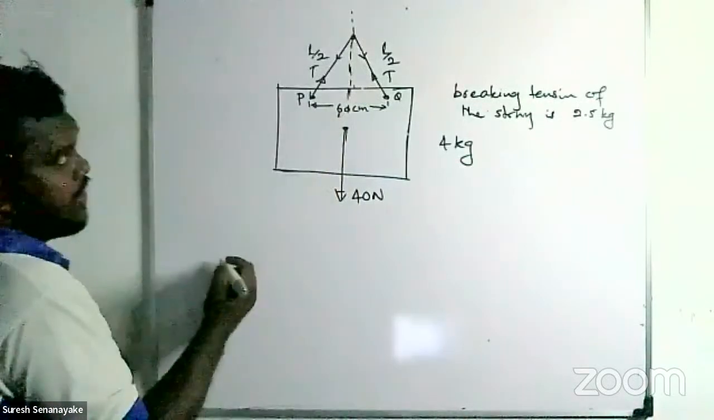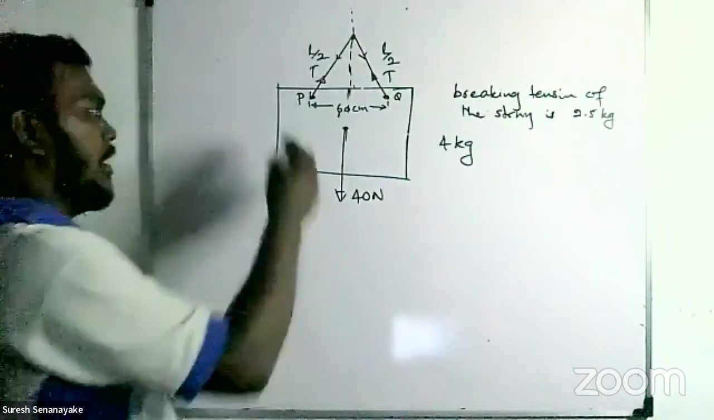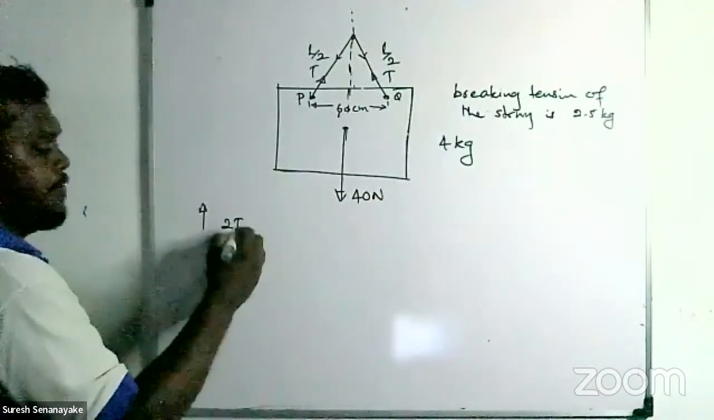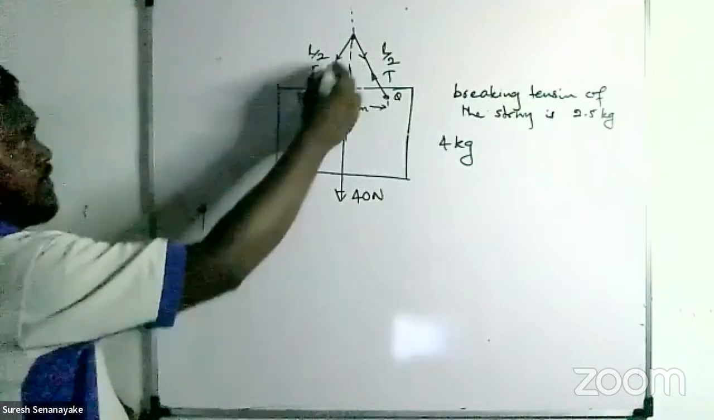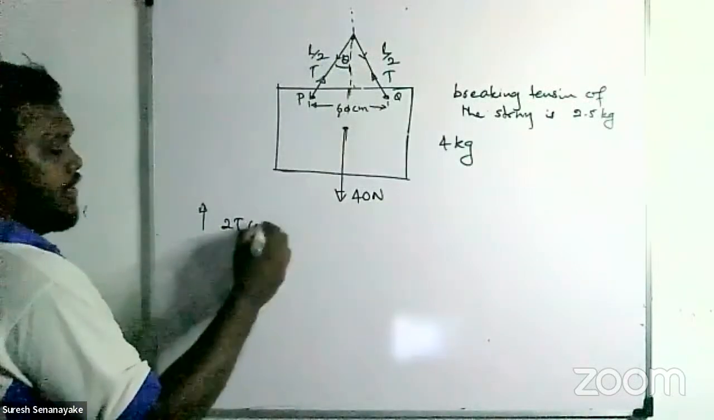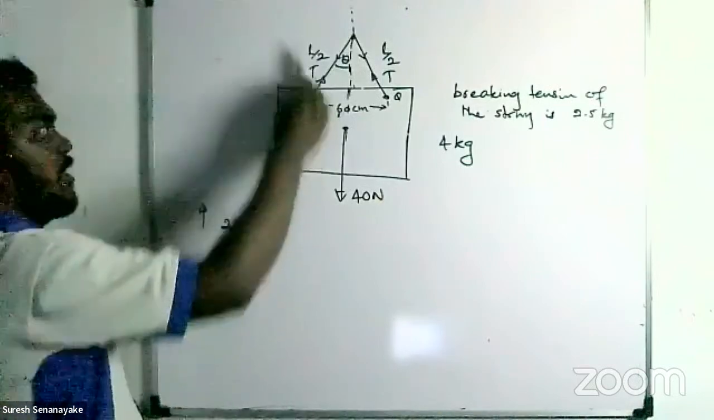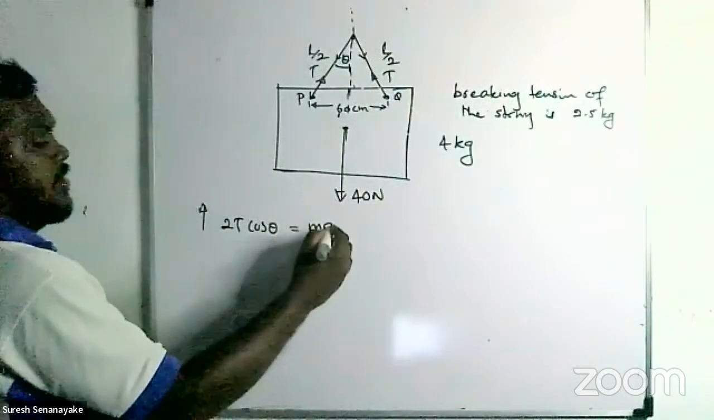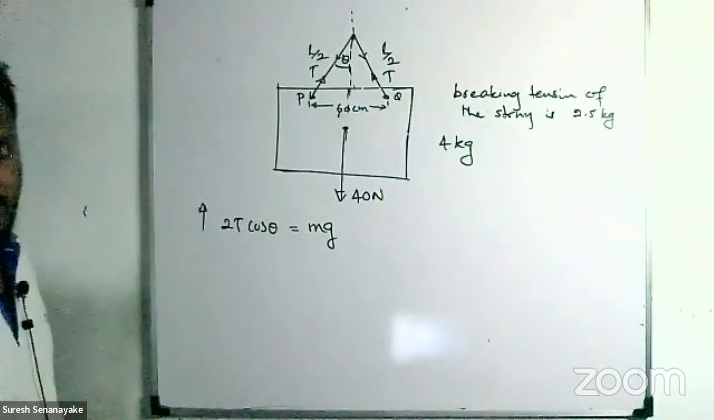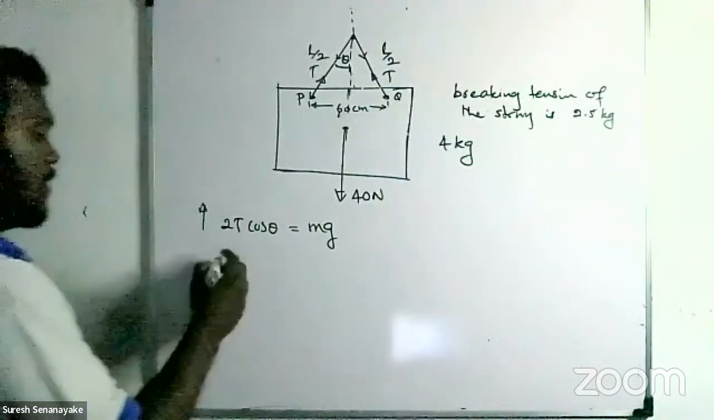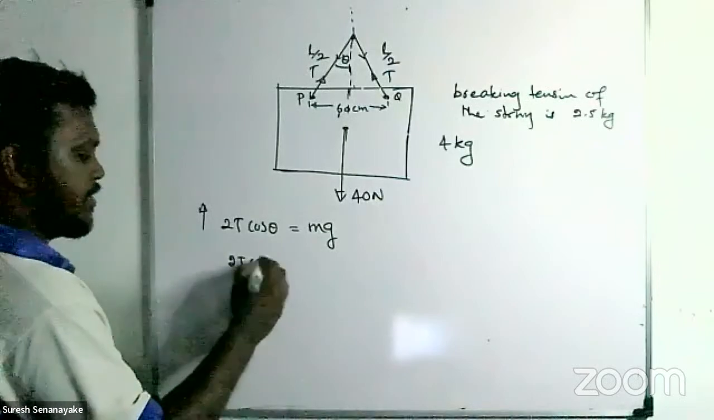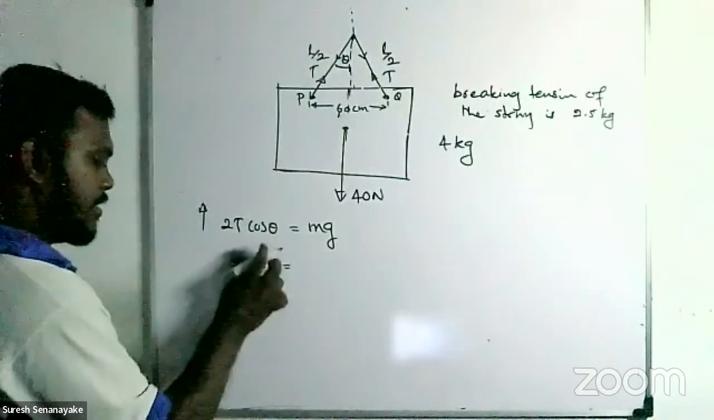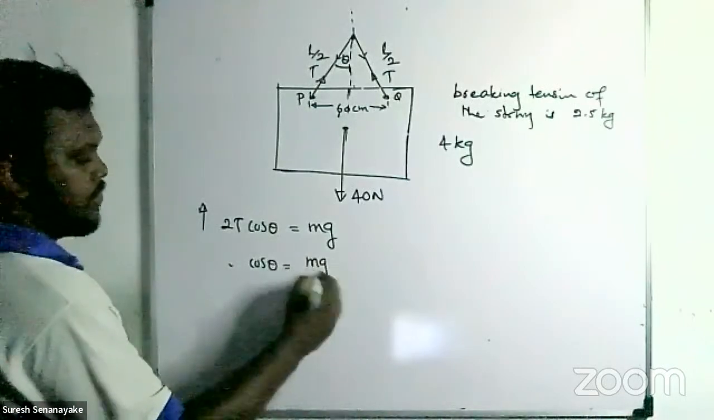Taking the forces acting on this picture frame, the upward direction you can write as 2T cos theta. This angle is theta, let's say. It is T cos theta from this side and T cos theta from the other side. 2T cos theta equals mg, the weight of the picture frame, right? So cos theta equals mg divided by 2T.